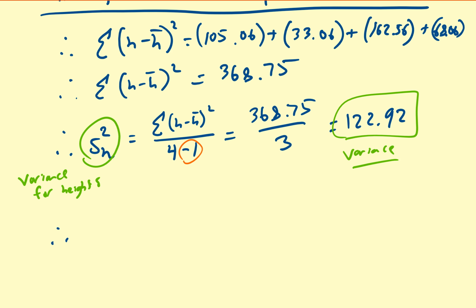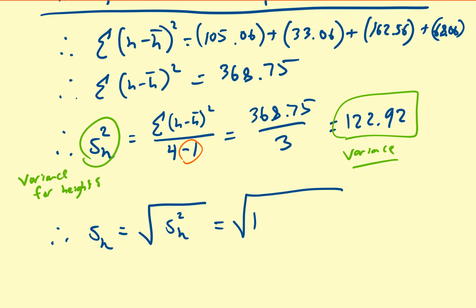So therefore, if we want to calculate the standard deviation for our heights, that's just going to be the square root of the variance for our heights. So that's just going to be the square root of 122.92, which is going to be approximately equal to 11.09 centimeters.